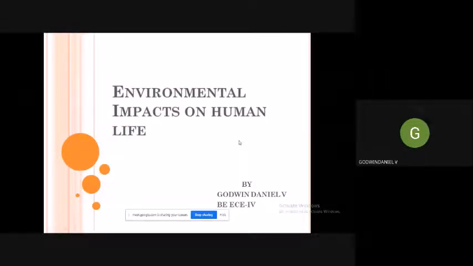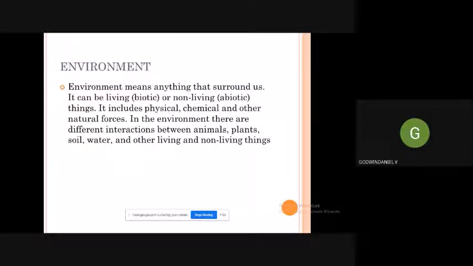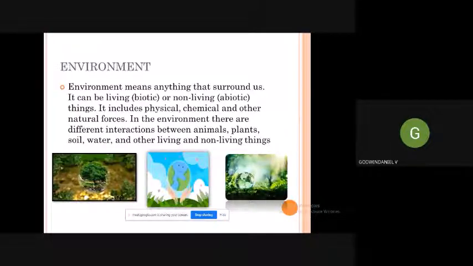The topic is the environmental impacts on human life. First of all, let's have a glance at what is meant by environment. The word environment means everything that surrounds us, whether biotic or abiotic. As we learned in our basic studies, what is meant by environment and how we should handle it, what the harmful and good effects are that we are facing in our day-to-day life.